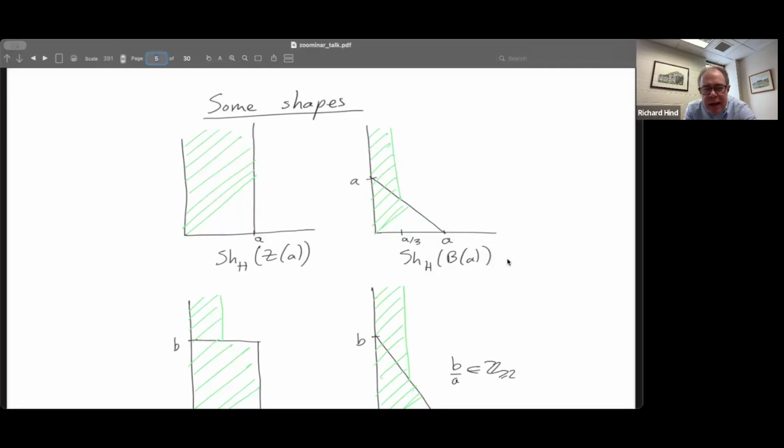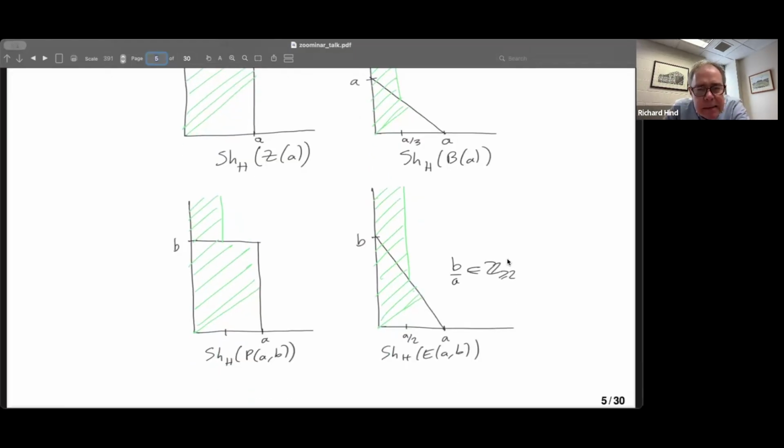So there's this strip of radius a/3 going up the y-axis. Then there's a similar situation for polydiscs and ellipsoids. So for the polydisc again, you get the moment image with this strip. The strip now has width a/2, and the same for these ellipsoids. Right. So those are various first calculations of this shape.